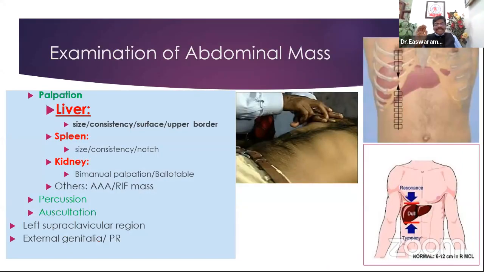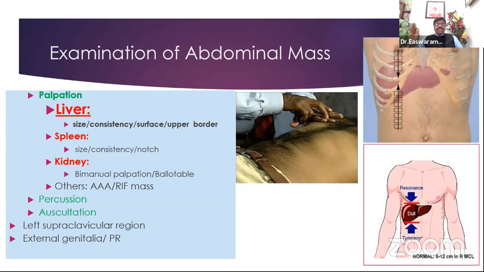Let us take some hypothetical cases, like the liver, for example. What are you expected to tell about the liver? This is the way to palpate. At the end, you have to tell whether the liver is enlarged. Any palpable liver is an enlarged liver in an adult. In pediatrics, it is different. Consistency is firm or hard. Firm in chronic hepatitis, chronic liver disease.